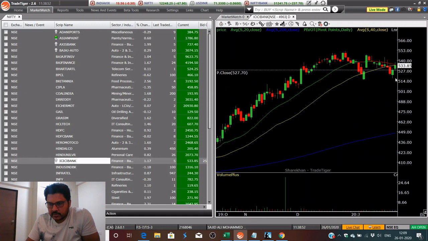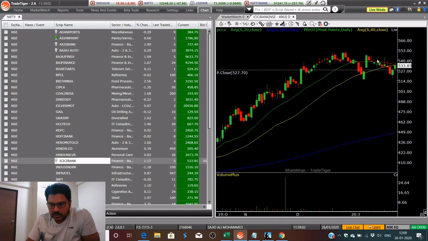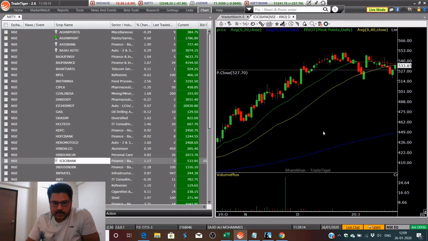ICICI Bank is in a downtrend. You have to watch for this level. It has to be broken if it has to go down, because there is a lot of space between the 20 and 200 period moving average. If it has to go up, it has to break this high, or stay here for a few days and break this high.